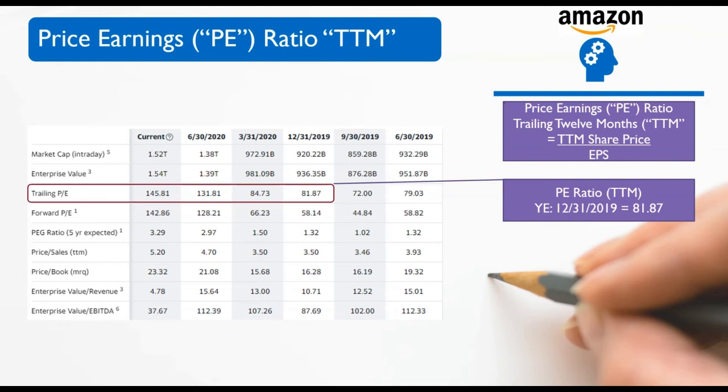Another item to note here is that subsequent to year end, we'll actually notice that the trailing PE has gone up significantly for Amazon. For instance, as at June 30th, 2020, the trailing PE actually went up to 131.81. So again, a lot of that is driven either by its earnings per share, or more likely, it'll be driven by the trailing 12-month share price as the market moves.